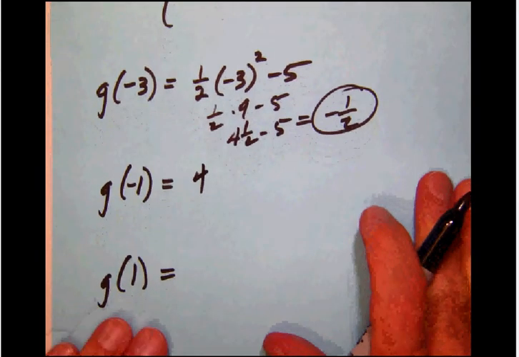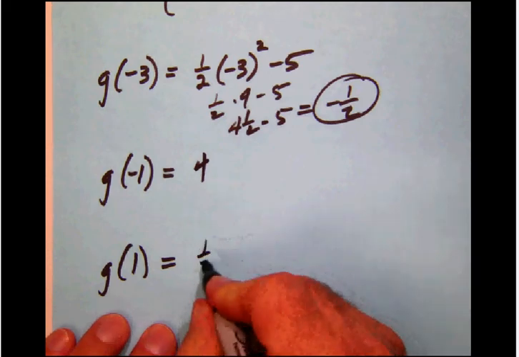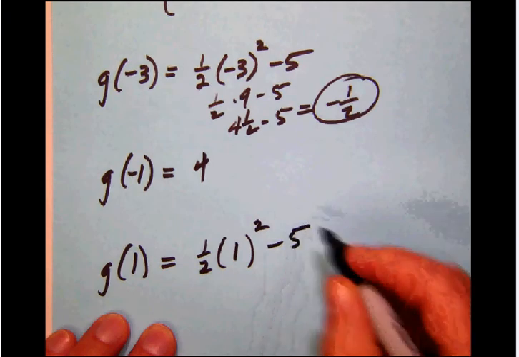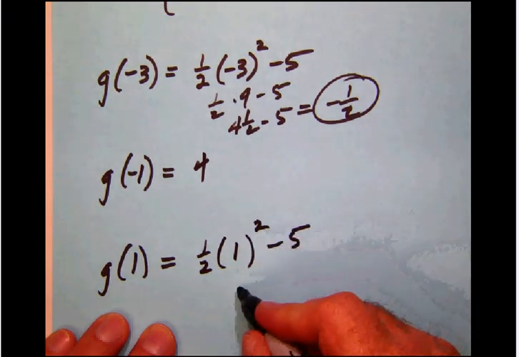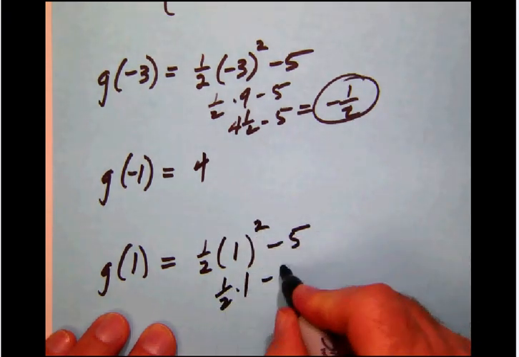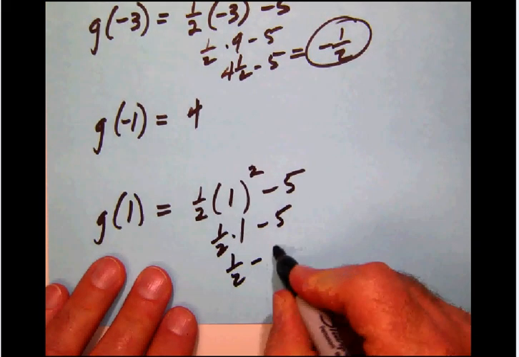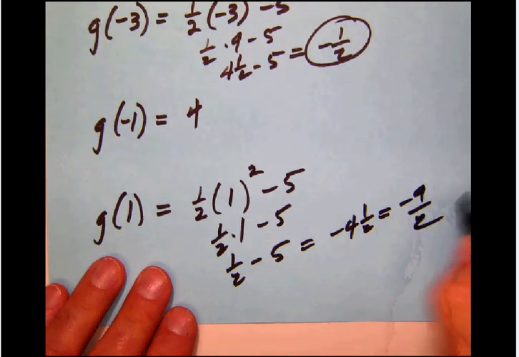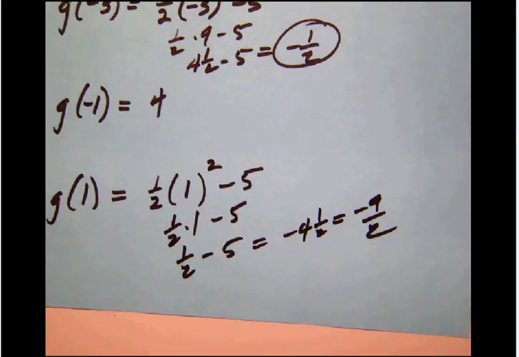And in our notes here, of course, we're going to have g of 1. That means we're going to take 1/2. We're going to put in 1 here in place of x, square it, and then subtract 5. So 1 squared is 1. A half of 1 is a half. A half minus 5 is -4.5, or -9/2.